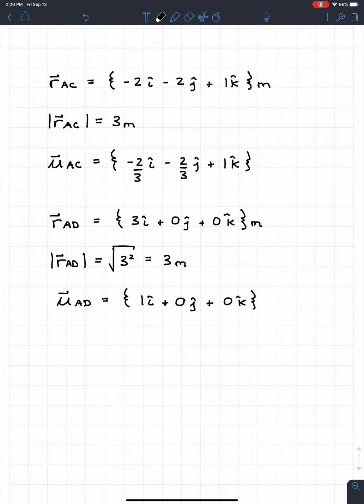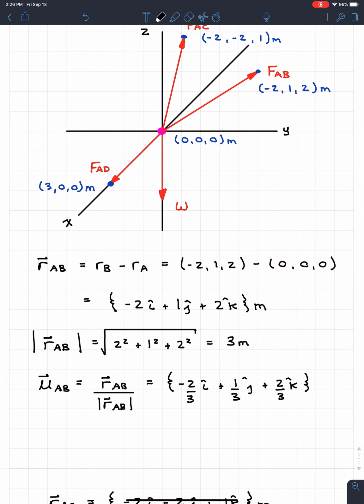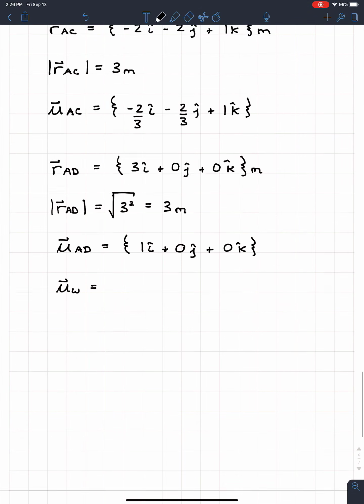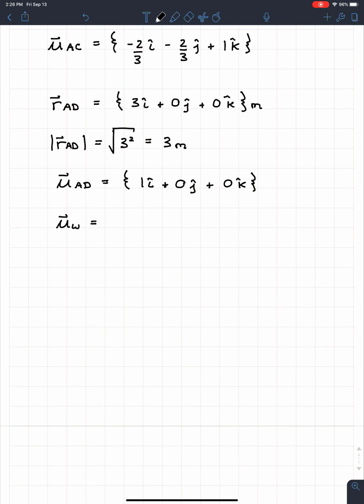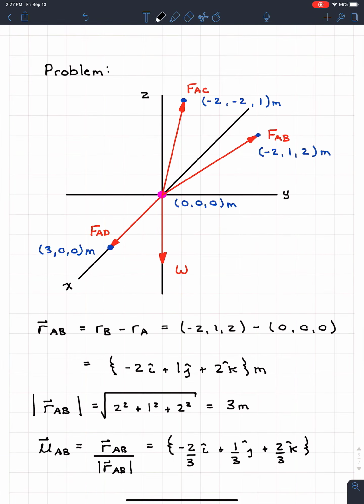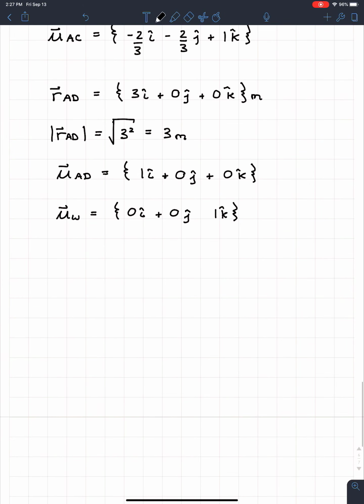Nice and easy. And finally, that trick is what we're going to do for the weight here. So we know that the unit vector of the weight goes right along the z-axis, so it has no x or y components, so it's going to be 0I plus 0J, and plus 1K. Or, I didn't want to say plus. It would be 1 if it was going up in the positive direction, but our weight's actually going downwards. So it's going to be minus 1K because it's going in the negative z direction.